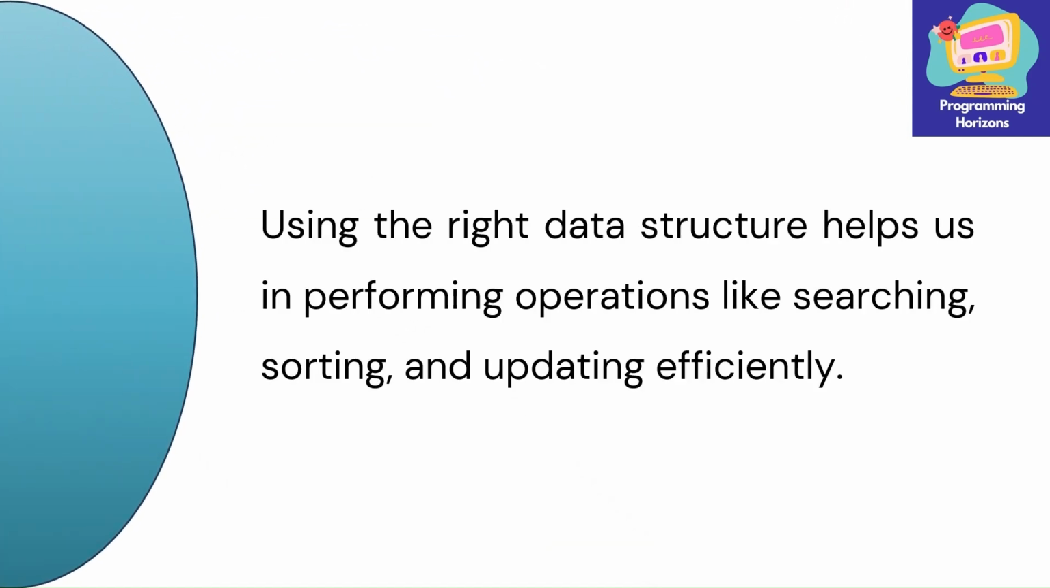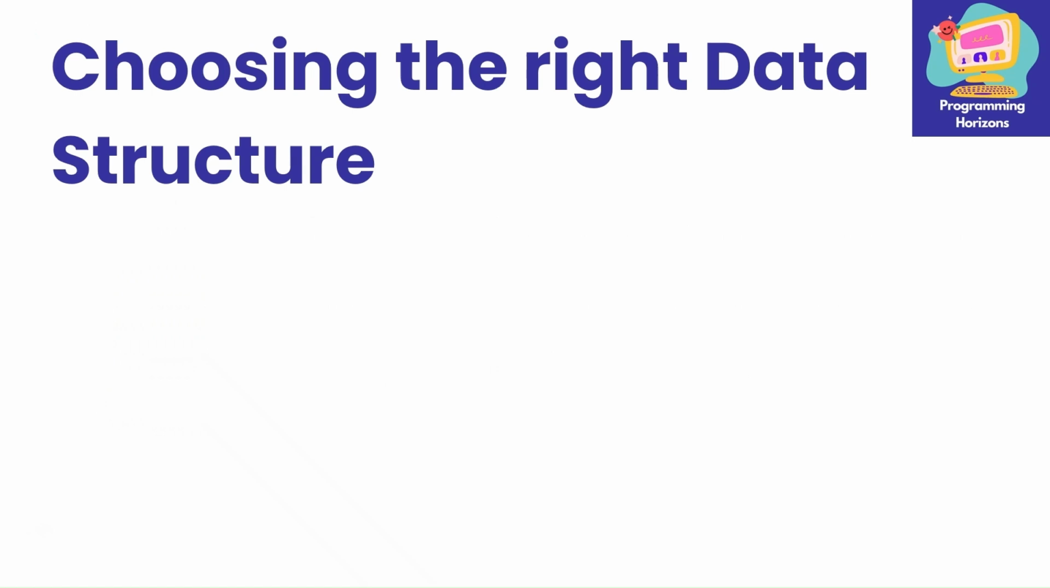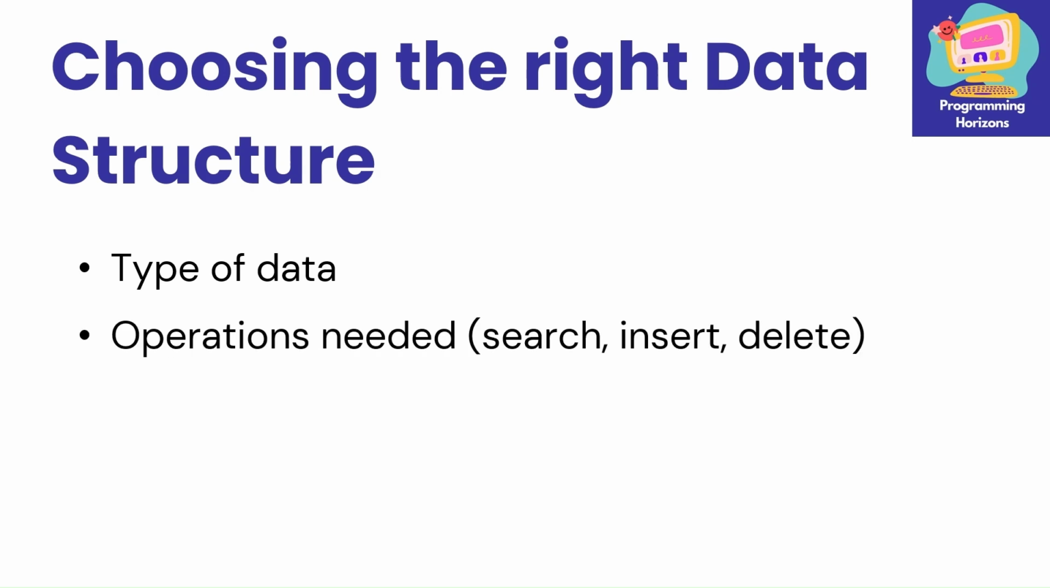Using the right data structure helps us in performing operations like searching, sorting, and updating efficiently. Choosing the right data structure is super important because different problems need different types of data structures. And it depends upon factors such as what is the type of data being stored, what type of operations are required to be performed on that data, and what are memory and time constraints for processing. This is something that every programmer needs to master.